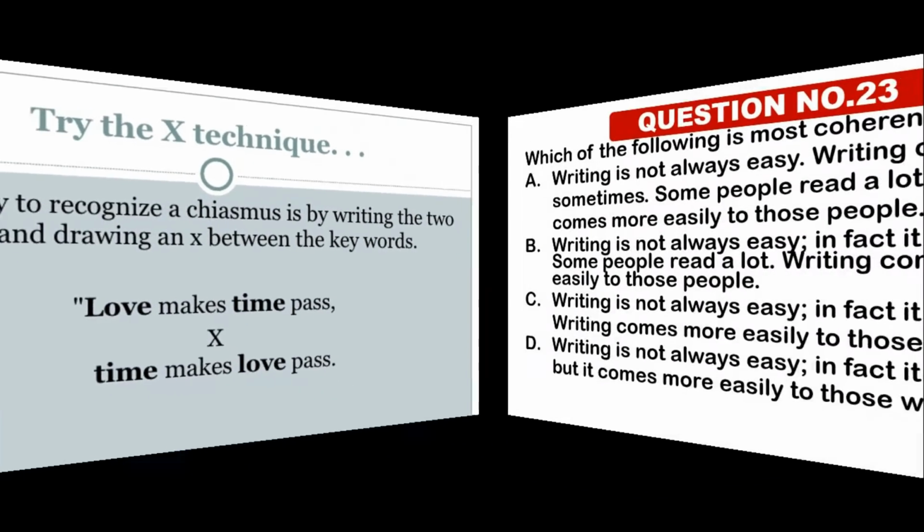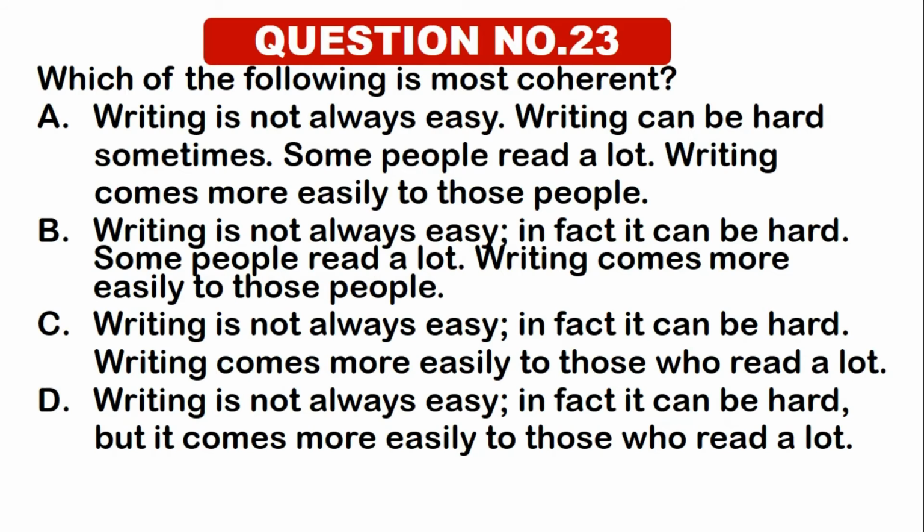Next, number 23. Which of the following is most coherent? A. Writing is not always easy. Writing can be hard sometimes. Some people read a lot. Writing comes more easily to those people. B. Writing is not always easy. In fact, it can be hard. Some people read a lot. Writing comes more easily to those people.